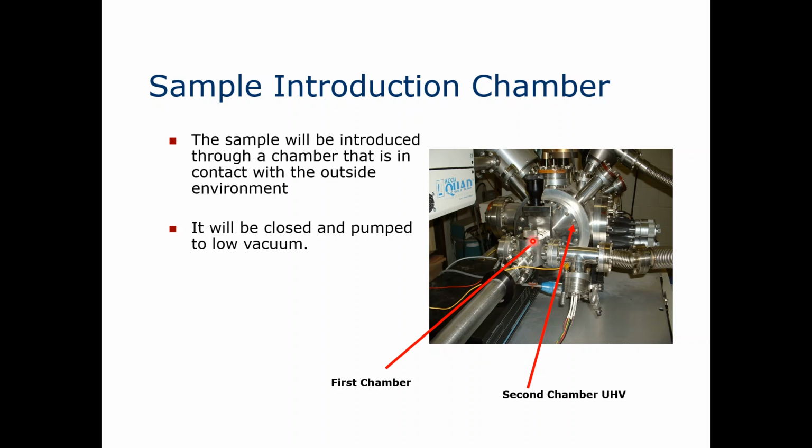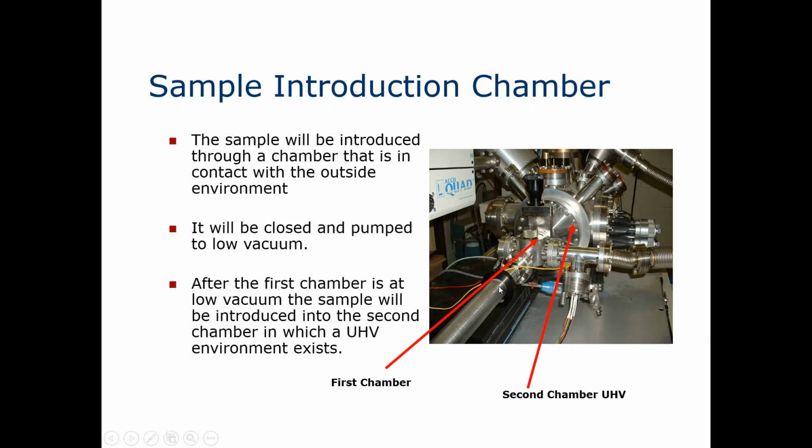Low vacuum pump, normally we have a rotary pump, so it's here. You can see that it's attached here. It's a low vacuum pump. And then once we put the sample here, it is normally in contact with the outside environment and at low vacuum. So after the first chamber, the sample will be introduced into the second chamber, in which an ultra high vacuum environment exists.